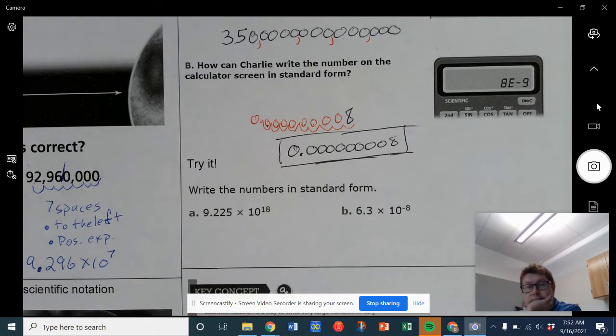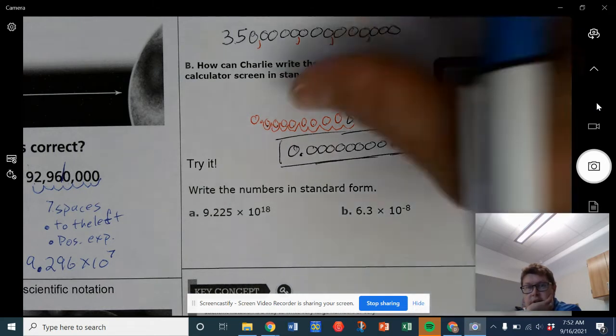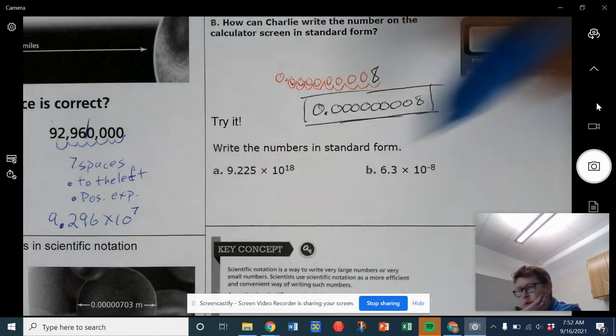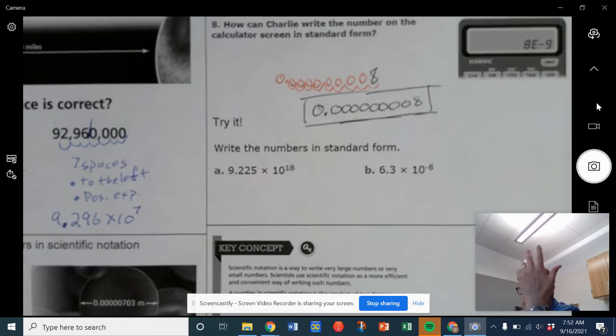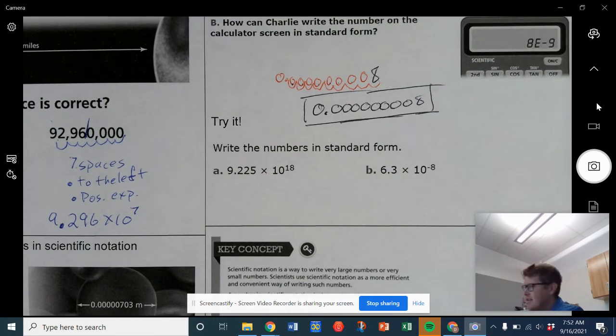That's how you do it. So write these numbers, try these on your own, and check back when you're done and just press play, because it's a video, right? This isn't in real time for you guys.